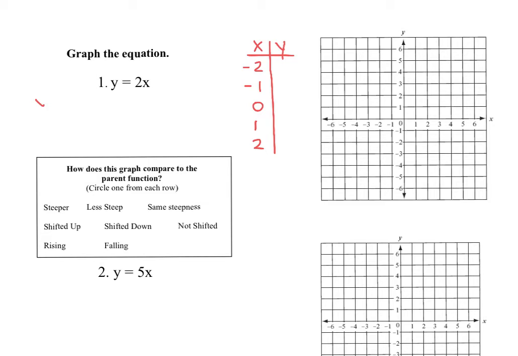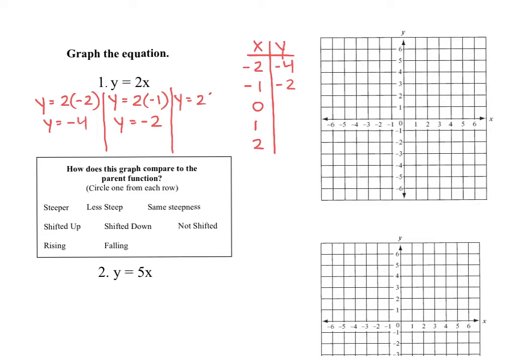So here we go. I have y equals 2, and for x I'm going to first plug in -2. Well, 2 times -2 is -4. So when x is -2, y is -4. Then I'm going to move to the next one. Y equals 2 times, and this time I'm going to plug in -1. When x is -1, y is -2. Then I'm going to plug in 0. So y equals 2 times 0. When x is 0, y is also 0.